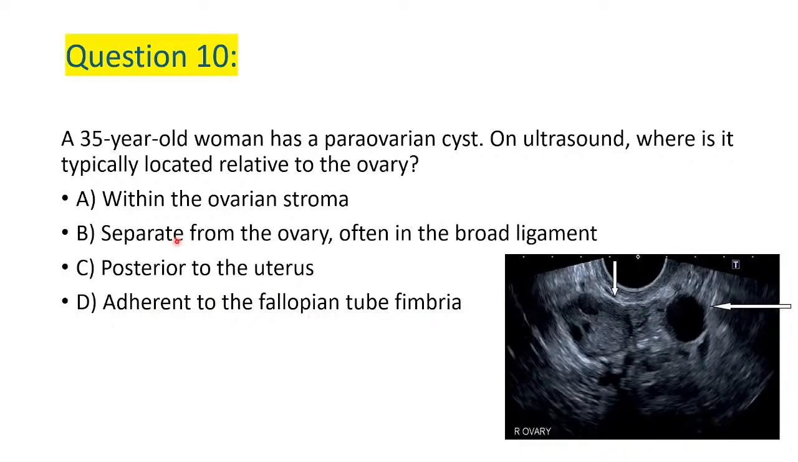So the correct answer is separate from the ovary, often in the broad ligament. That's why it is called para. Para is on the side. So it should be separate from the ovary, often in the broad ligament.